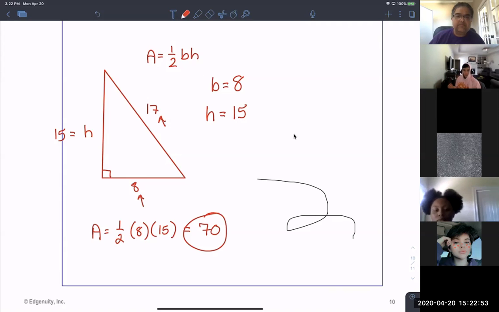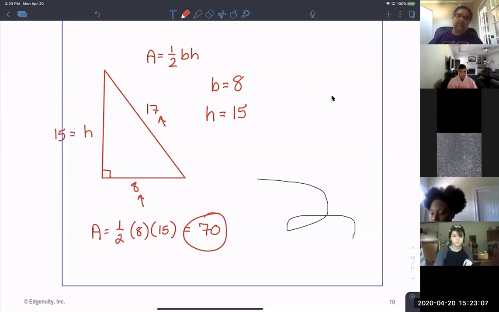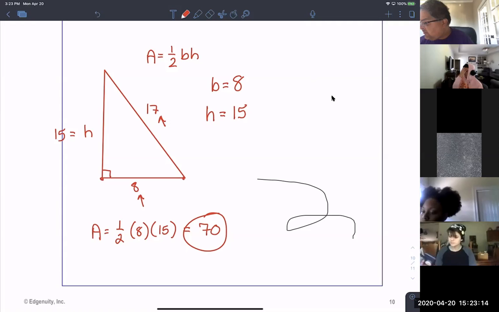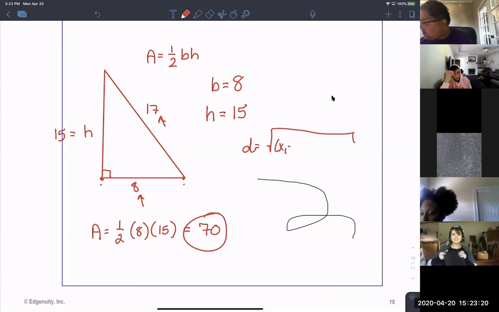Now, that may mean that you may have to use the Pythagorean theorem and your relationship with right triangles to find the height, because some of the times, the height may not be given to you. And the last thing is, if you have these types of shapes on the coordinate plane, to find the length of any sides, you have to find the distance between these two points, which means you're going to need to use the distance formula.